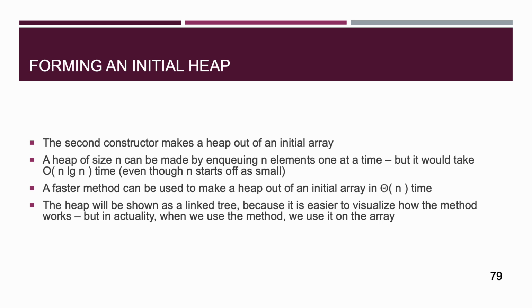A heap of size n can be made by enqueuing the elements one at a time, but it would take big O of n log n time even though it starts off small. So a faster method can be used to make a heap out of an initial array in theta n time. The heap will be shown as a linked tree because it is easier to visualize how the method works. But in actuality, when we use the method, we use it on the array.